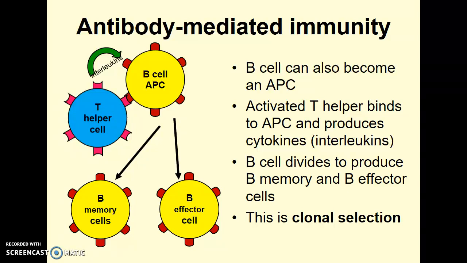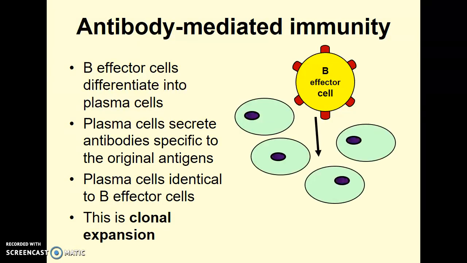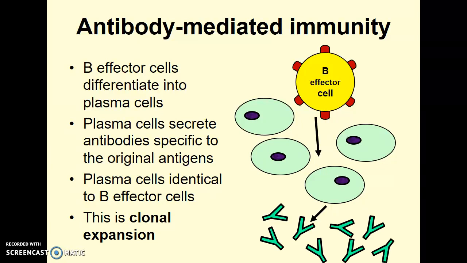You don't need particularly to worry about the B effector cells, but they are the ones that differentiate into plasma cells. So in that respect, they are the intermediate, but you're not going to be expected to recall them. These plasma cells will then be secreting antibodies specific to the original antigens. And the plasma cells are identical to the B effector cells, and so this is referred to as clonal expansion because they're clones.